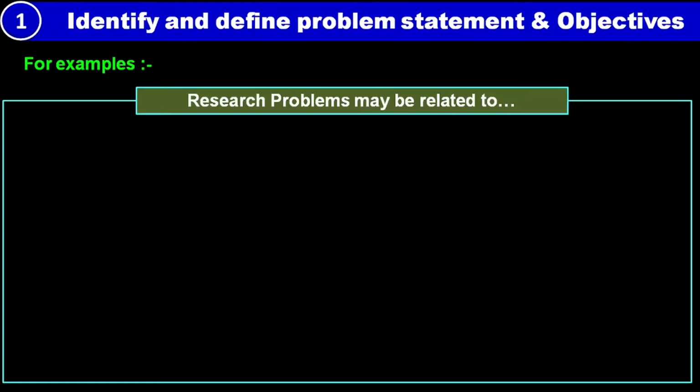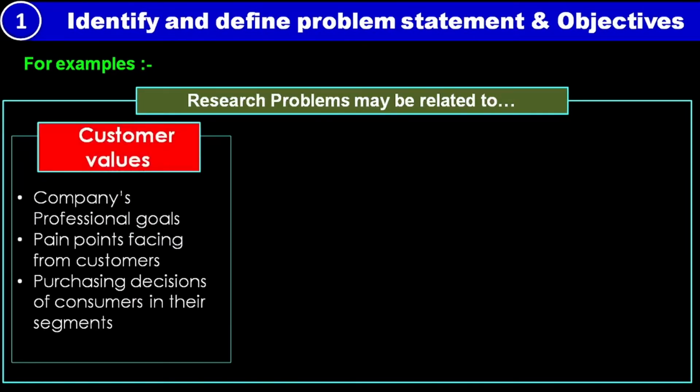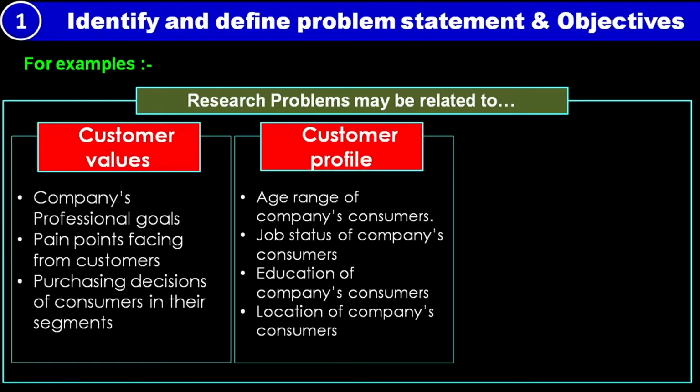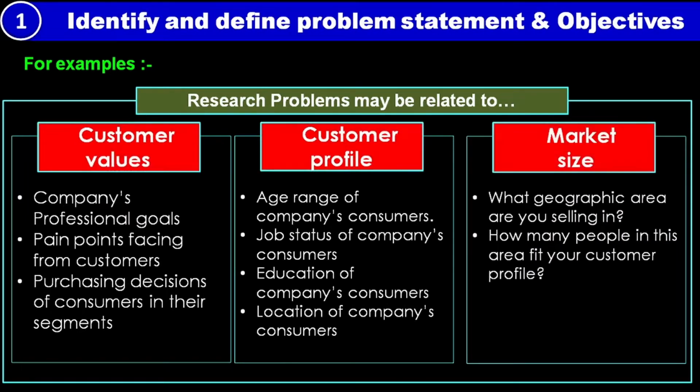For example, research problems may be related to customer values, customer profile, or market size. Customer values: companies' professional goals, pain points facing from the customers, purchasing decisions of the consumers in their segments. So, research problem may be related to the company's professional goals or the pain points of customers.